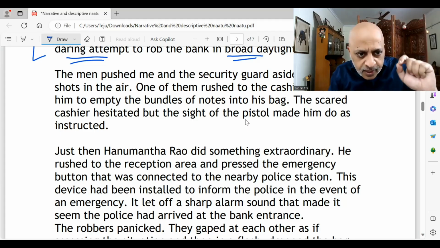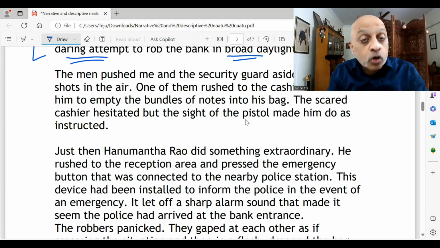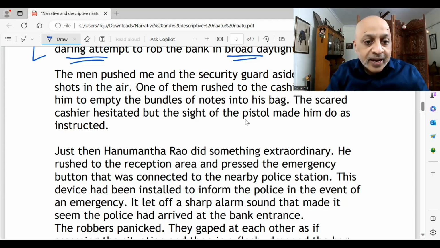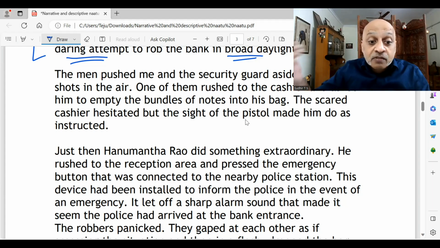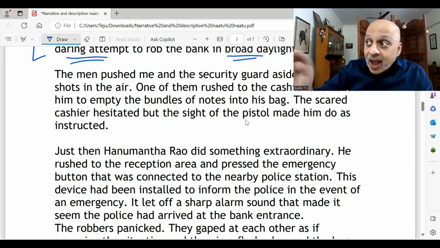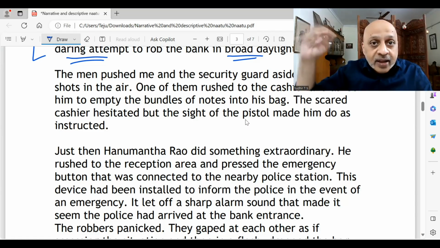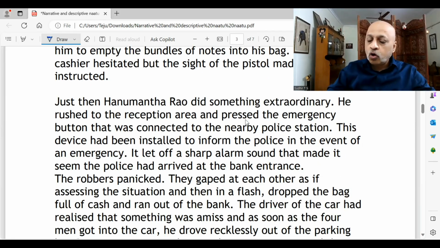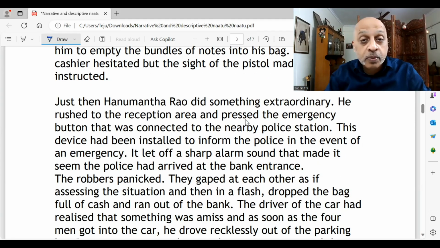Okay. This device had been installed to inform the police in the event of an emergency. It could be a fire mishap, it could be a bank robbery. It let off a sharp alarm sound that made it seem as if the police had arrived at the bank entrance. उससे इस तरह की आवाज निकली as if the police had already arrived, like a siren kind of a thing. The robbers panicked. All said and done, there will also be a human reaction.